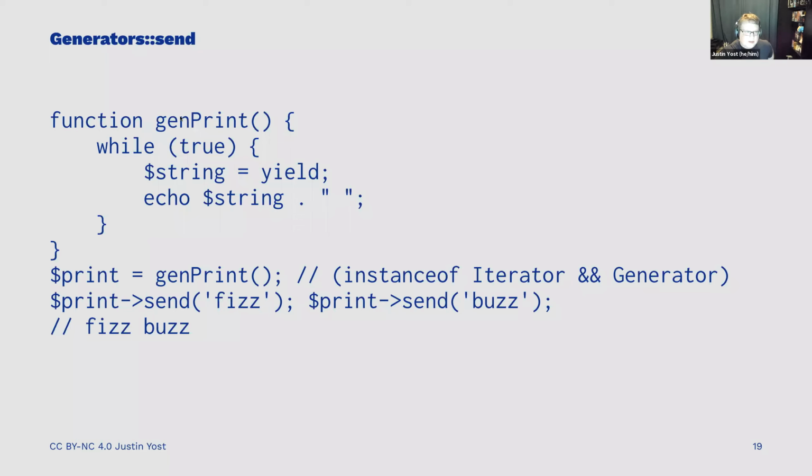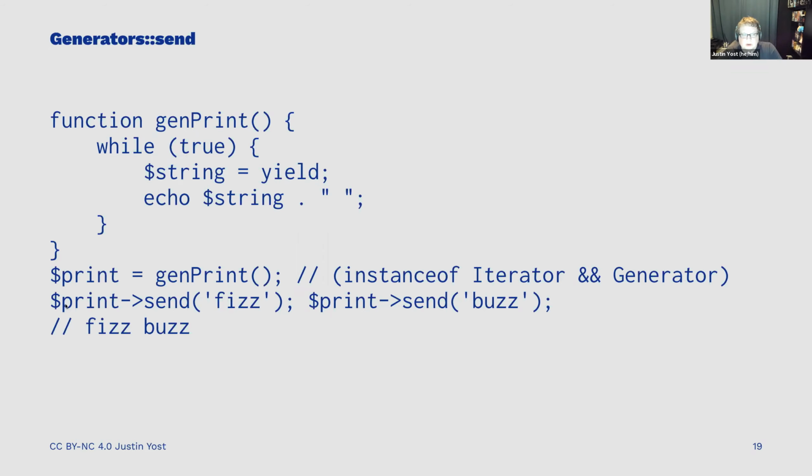So what's going to happen? For gen print, we create an instance of gen print, right? Instantiate the function and save it to this variable print. What is print? In this case, it's an instance of an iterator and an instance of a generator. That's what PHP sees it as under the hood.